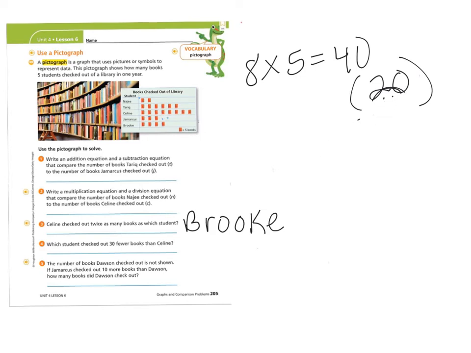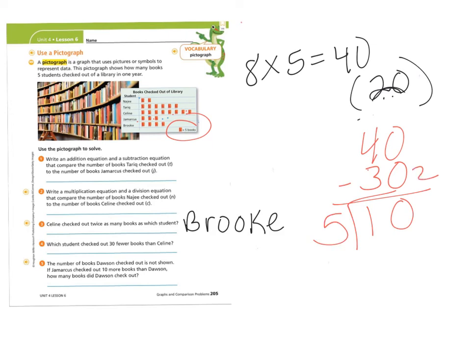Okay, now let's do number 4. Which student checked out 30 fewer books than Celine? So we know Celine checked out 40. Who checked out 30 fewer books? So that would be 10. Who checked out 10 books? Not 10 red squares here. Remember, one book represents 5. So we would need to divide that by 5, which would be 2. So who has 2 red squares? Najee does.